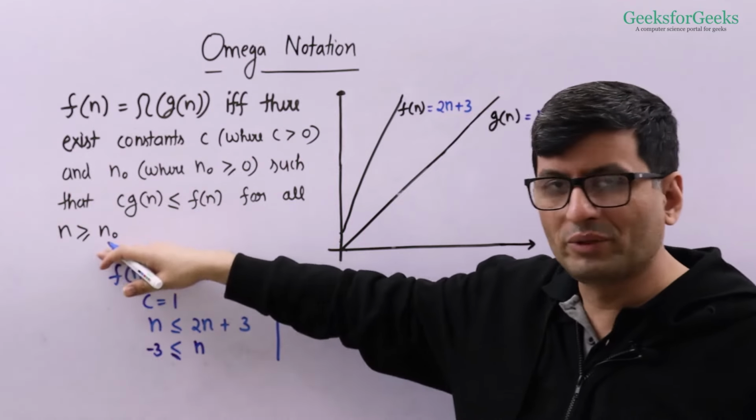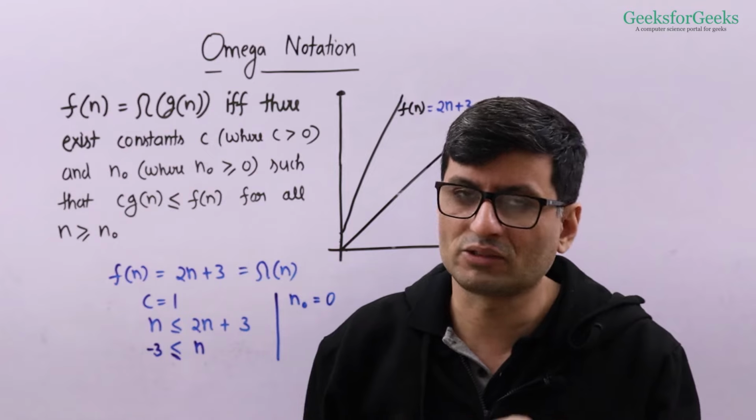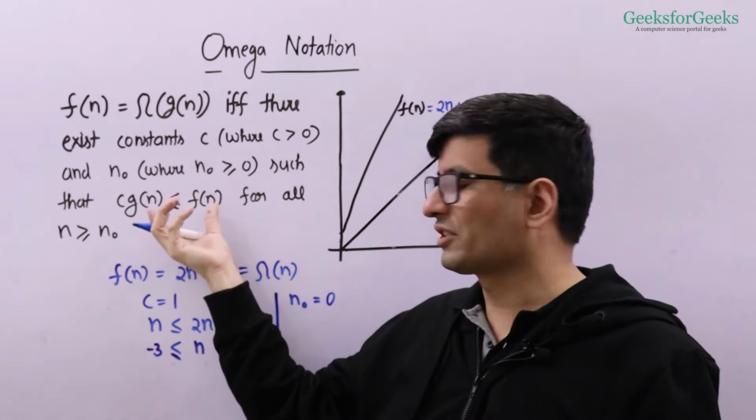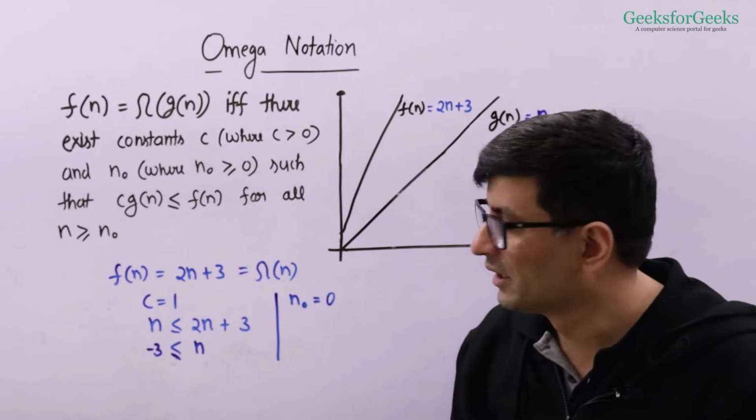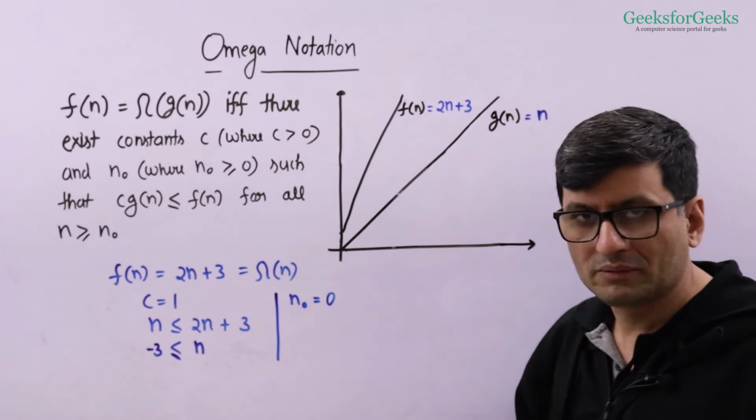See, this part is going to be everywhere. We always talk about large values of n, when n tends to infinity. So if we find a value n naught after which this condition is true, then we use the particular notation, big omega or big O. Let's take the same example. Let's say we have F(n) equal to 2n plus 3.